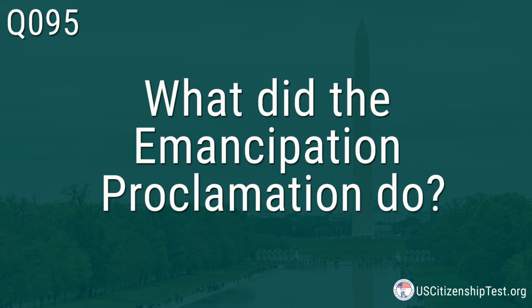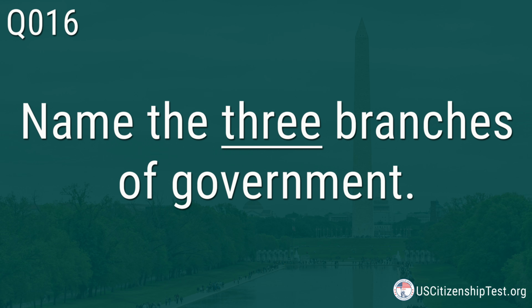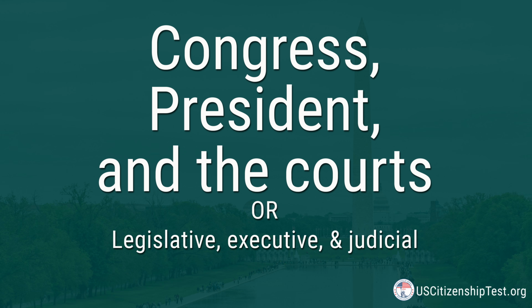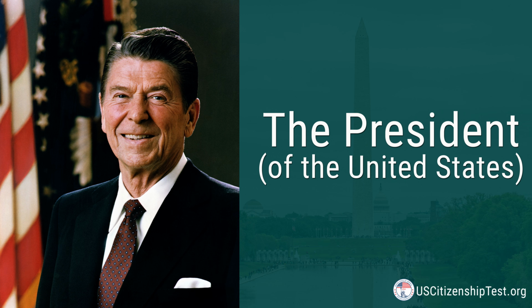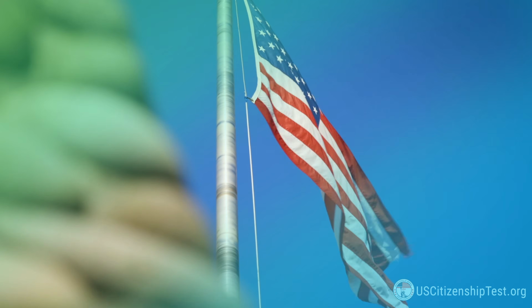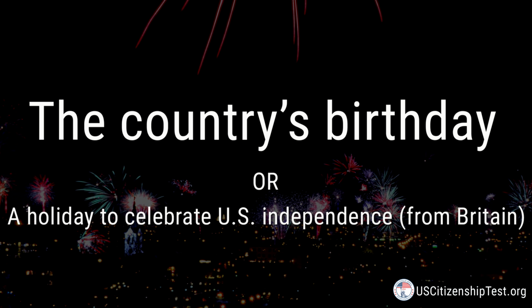What did the Emancipation Proclamation do? Freed the slaves. Name the 3 branches of government. Congress, President, and the courts. Who is Commander-in-Chief of the U.S. military? The President. What is Independence Day? The country's birthday.